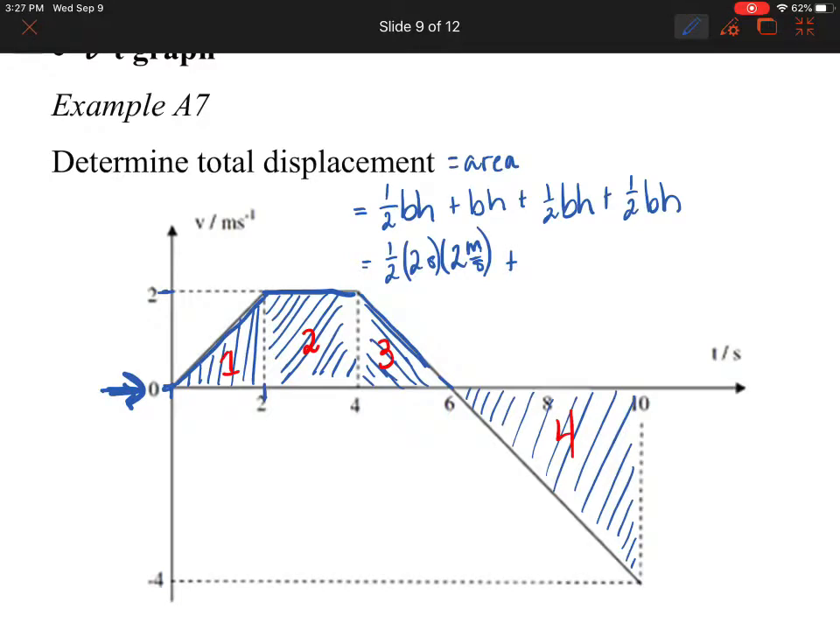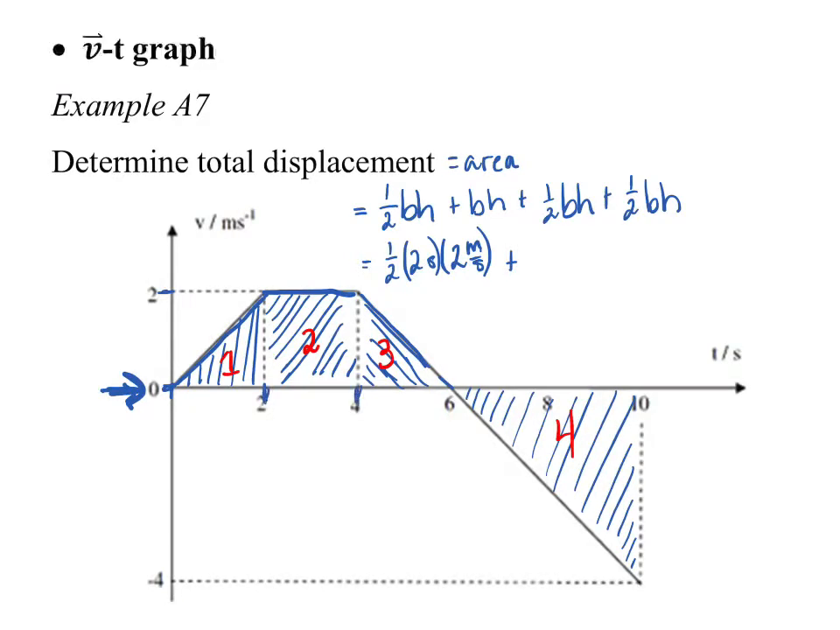Great, okay. And then we have base times height again. So this goes from 2 to 4, as we see there. So our base for area number 2 is also 2 seconds, right? So don't just think it's 4 because it ends at 4. What's it in between? And then the height there is still 2 meters per second. So that's what we got there.